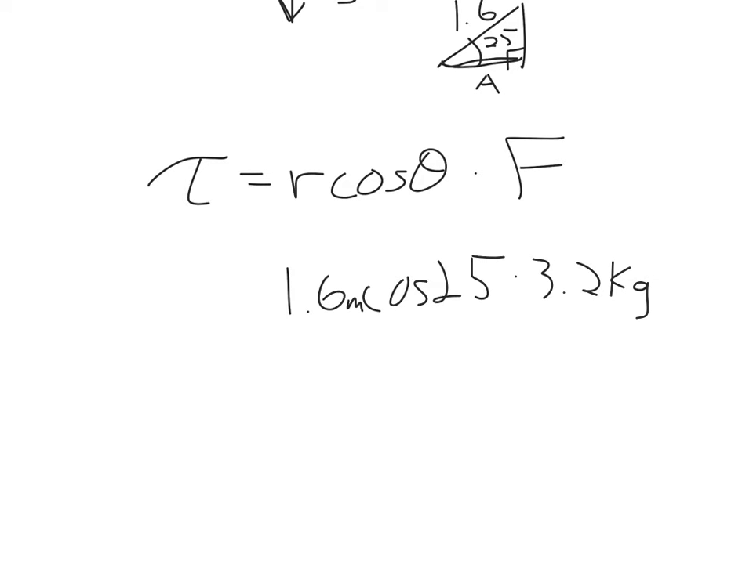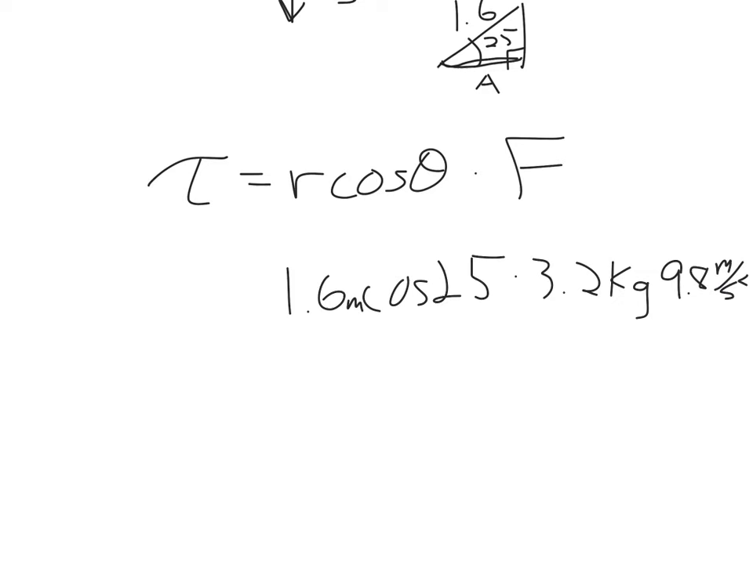Sorry, this should be meters. And gravity is 9.8 meters per second squared. So let's put that into our calculator. And what I see is 1.6, 3.2, 9.8 cosine 25 equals 45.